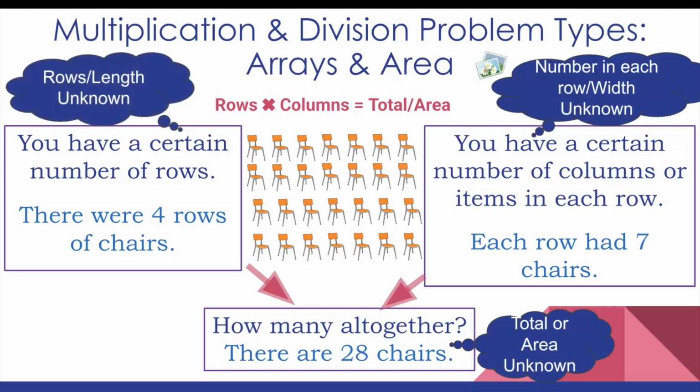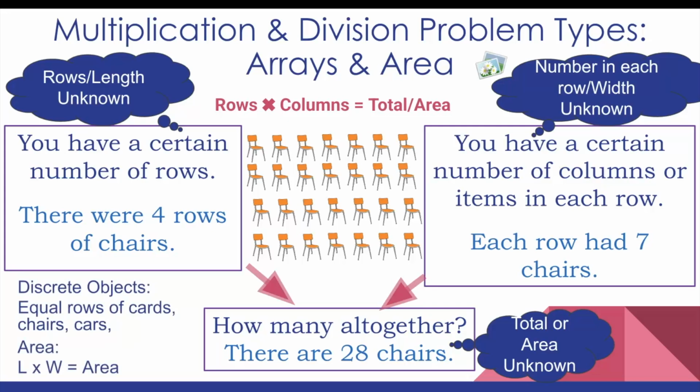Or the number of rows may be unknown. Chairs were placed in equal rows. Each row had 7 chairs. There were 28 chairs in all. How many rows were there? Area problems also fit into this problem type. The area may be unknown, the length may be unknown, or the width may be unknown.